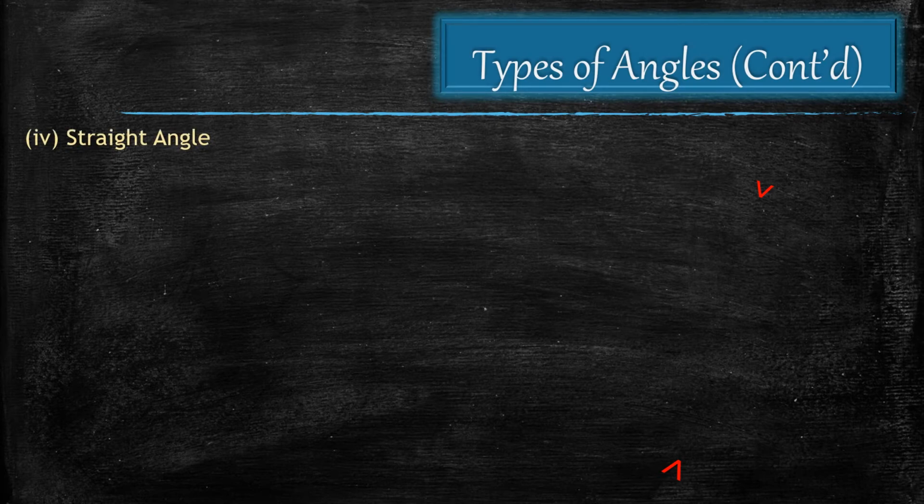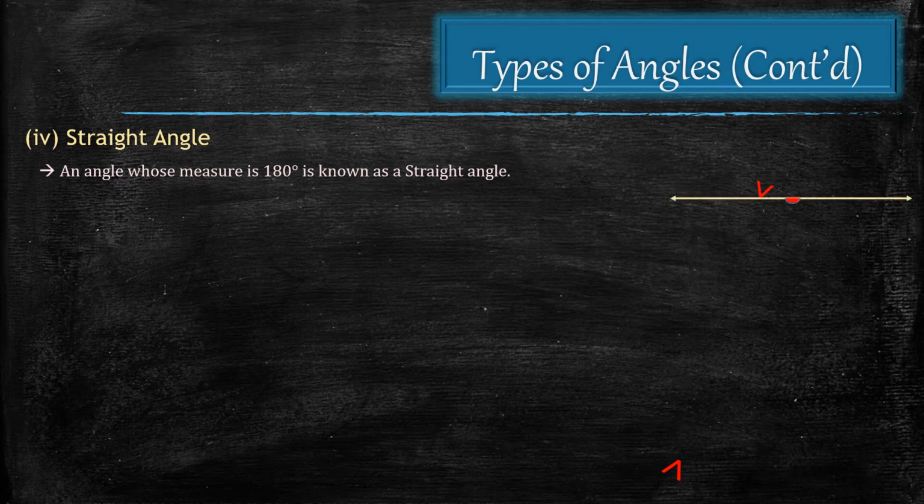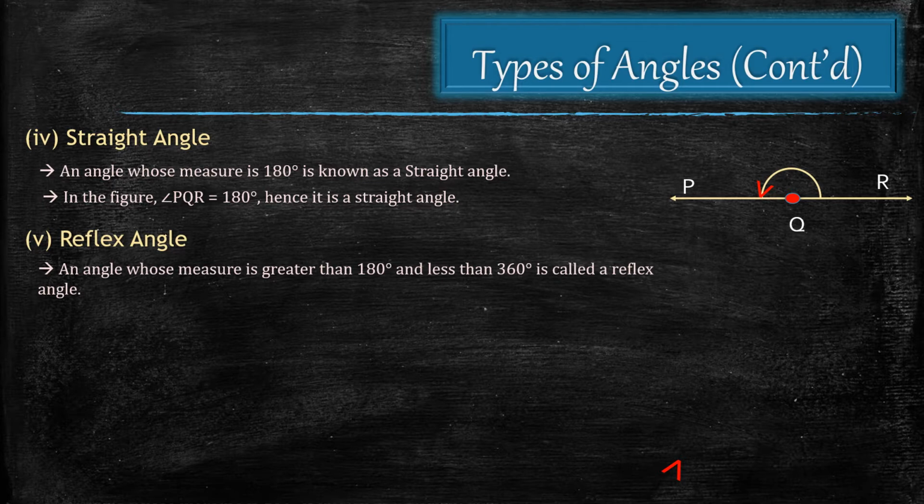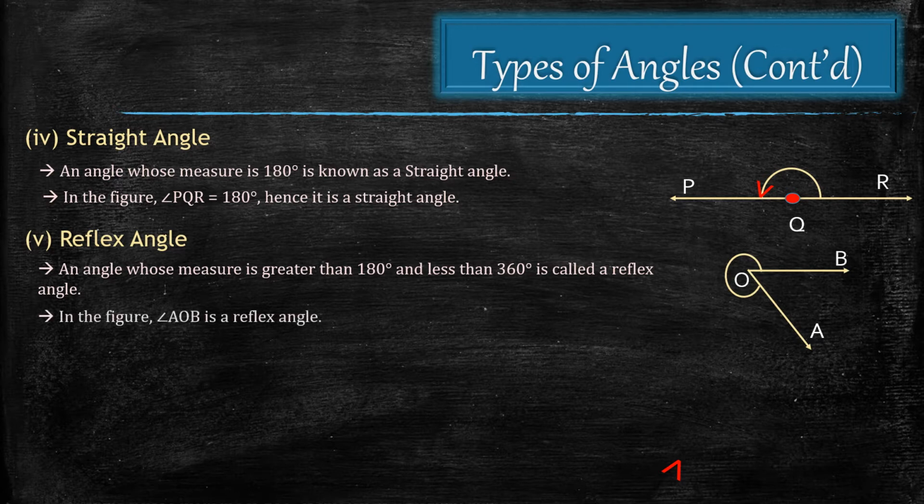Types of angles continued. Straight angle. An angle whose measure is exactly 180 degrees is known as a straight angle. So here the angle formed in PQR is 180 degrees, so it is a straight angle. Reflex angle. An angle whose measure is greater than 180 degrees but less than 360 degrees. Here the angle AOB is a reflex angle.